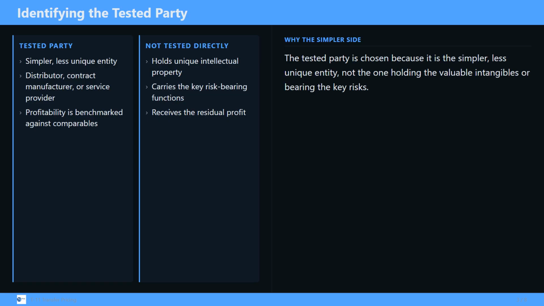So which entity in the transaction actually gets tested? Almost always, it is the simpler, less unique side of the deal: the distributor, the contract manufacturer, or the service provider. The entity holding the valuable intellectual property, or carrying the key risk-bearing functions, is deliberately left out of the benchmarking. Its profitability is not tested directly. Instead, the tested party's margin is benchmarked, and whatever profit is left over, the residual, flows to the entity that holds the valuable intangibles.